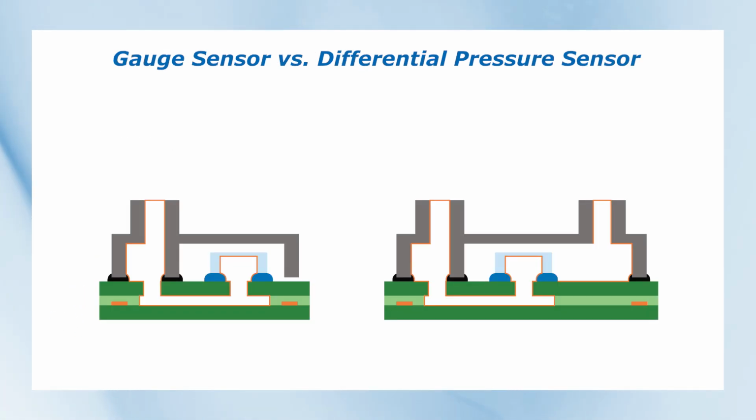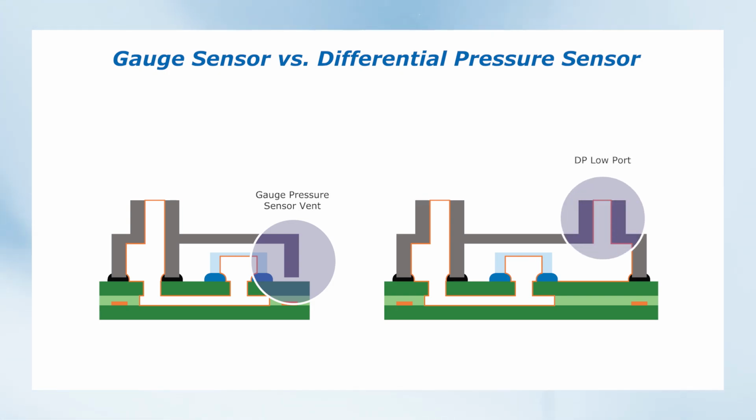The main difference between a gauge pressure sensor and a differential pressure sensor is the reference pressure value. A gauge pressure sensor has an external vent that uses atmospheric pressure as a reference point, while DP sensors measure the difference between 2 points using high and low pressure ports. DP sensors are more complex, which results in higher costs and a larger footprint.